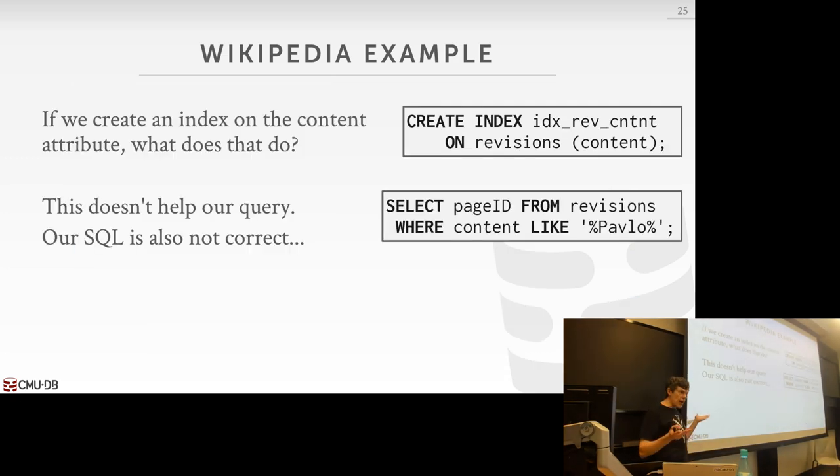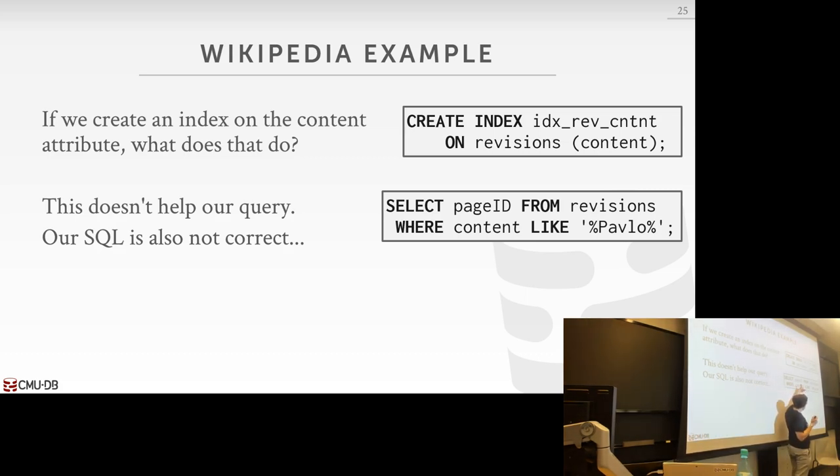If I try to create an index on the content field, this is going to be a really bad idea, because it's going to take the entire contents of this attribute in our table and try to build a B+ tree on that. In the case of Wikipedia, this would be really stupid because some articles can be kilobytes. Now I'm storing the entire key in my index, and the only thing I can do lookups on is if someone gives me the entire article back, which is stupid.